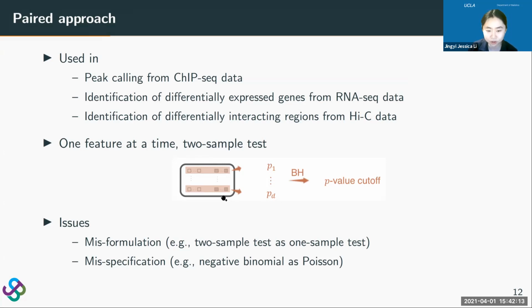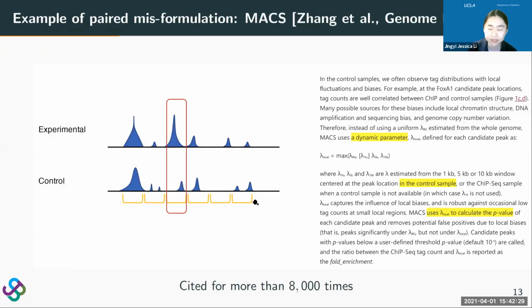Sometimes people misformulate this 2-sample testing problem as a 1-sample testing problem. The second issue is that people may misspecify the parametric model, such as mistakenly assuming a negative binomial as a Poisson distribution. So this is a famous example, a very popular bioinformatics tool called MACS.